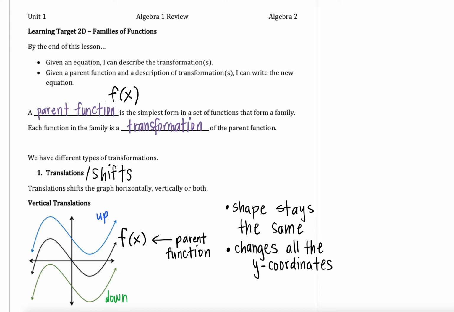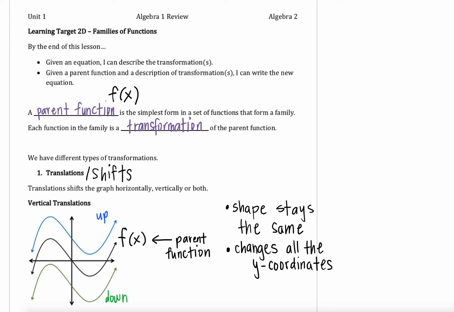So what is a family of functions? A family of functions starts with a parent function, and a parent function is the simplest form in a set of functions that forms a family. In this video, we're going to use f of x to represent our generic parent function, and later on throughout the semester, we're going to continue to revisit this concept when we learn about different parent functions. Now, each function in that family is a transformation of a parent function.